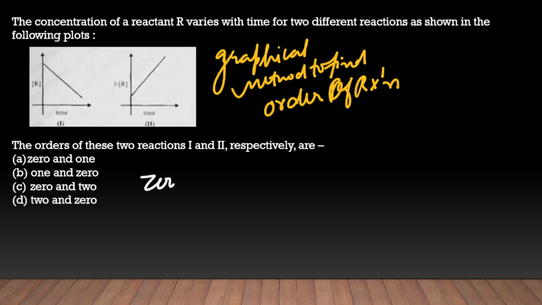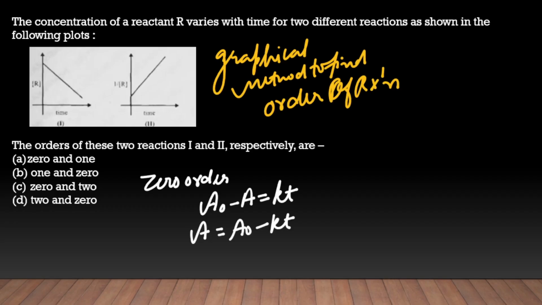Firstly, for the zero order reaction, the integrated rate expression is A naught minus A equal to Kt, which means A is equal to A naught minus Kt. That means y is equal to mx plus c. So the slope in this case is minus K. So in this, the first plot, if you see, is the concentration versus time plot that is given to us.